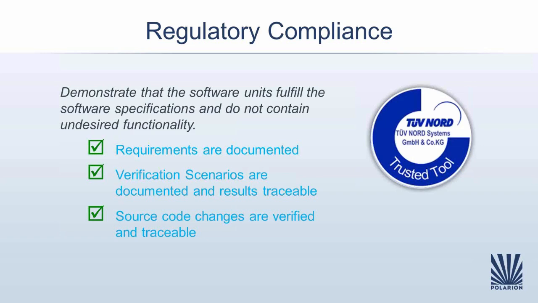So their requirement is very clear. We need to demonstrate that the software units fulfill the software specifications and they do not contain any undesired functionality. Requirements were documented, tests were documented with the results. Results were traceable, and also the source code changes were verified and traceable. So actually often it means that for each software function there must be a dedicated low-level functional requirement that is actually also covered by a test case.